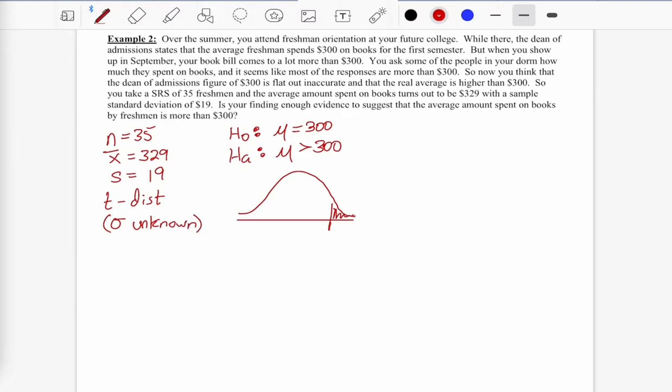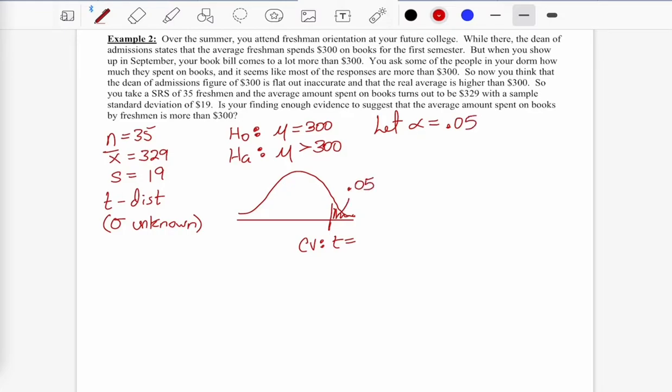We don't know what sigma is. So my critical value is going to be a t-score instead of a z-score. Is your finding enough evidence to suggest that the average amount spent on books by freshmen is more than 300? They didn't say anything about an alpha value. So we'll let alpha equal 0.05.